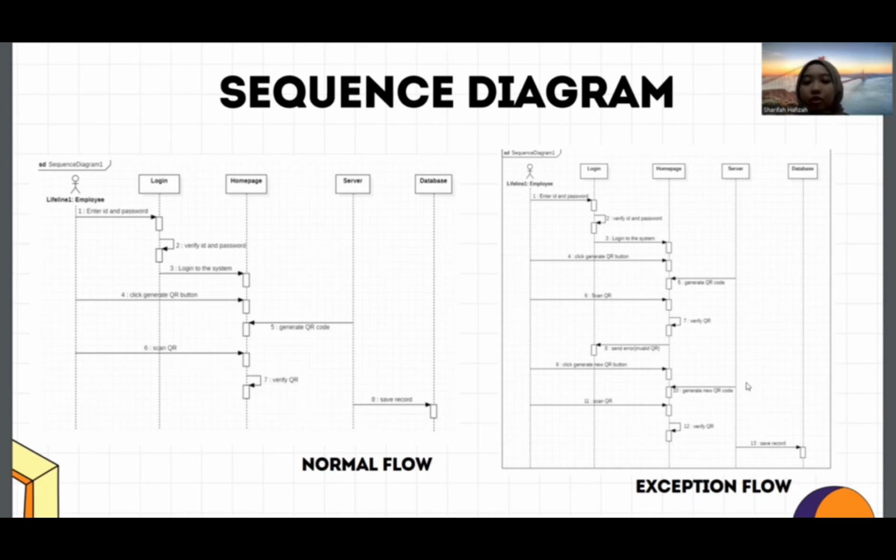For the exception flow, it is basically the same, but if it is an invalid QR code, the system will send an error message to notify the user, and then the user just needs to click the button to generate a new QR code, and then it will continue as usual.